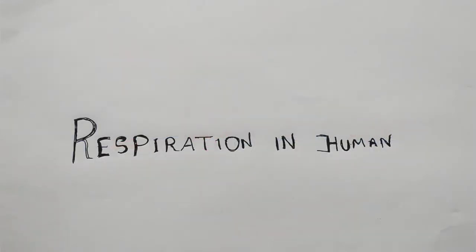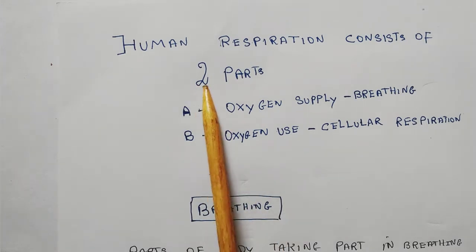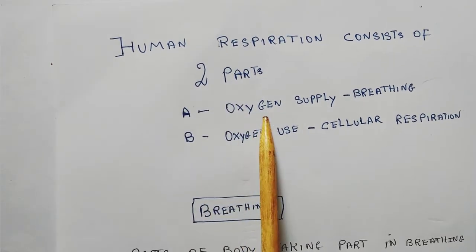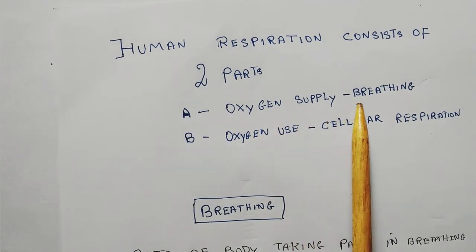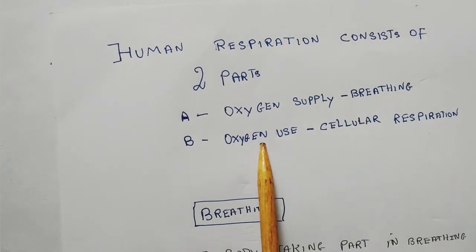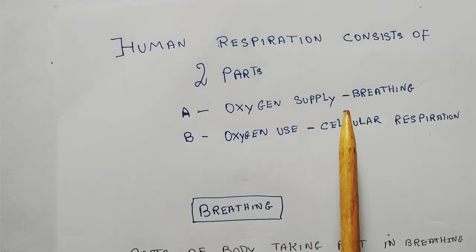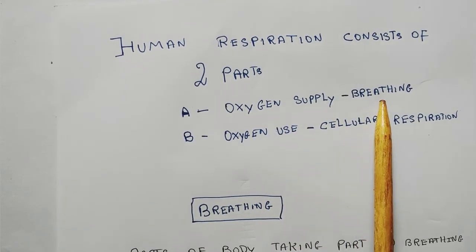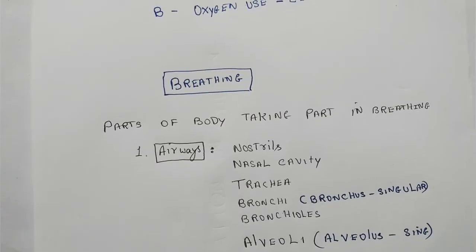So let us come back to the topic. In human, the respiration can be divided into two parts. The part A is how the oxygen is supplied, or oxygen supply, that we call breathing. And in the second part, we'll see how the body uses that oxygen that we get from breathing to do the cellular respiration. First, let's see how do we breathe.